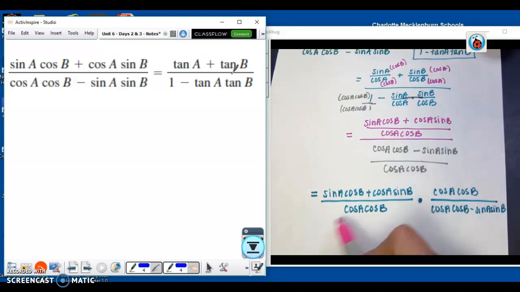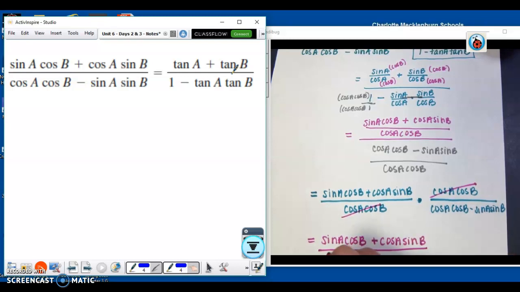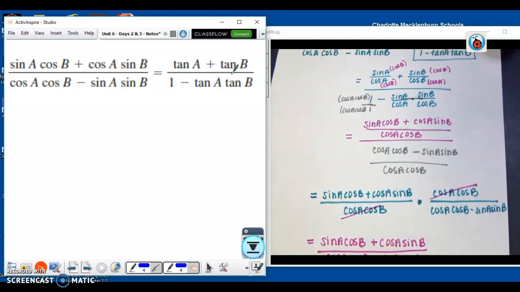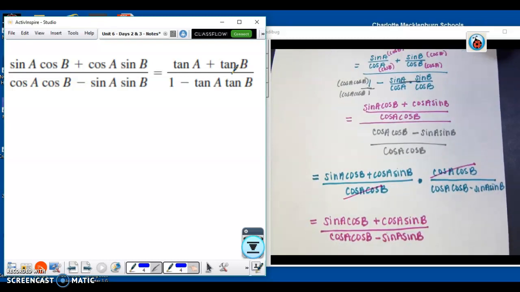Okay, so now cosine A cosine B was in the numerator and denominator, so those cancel out. So you're left with sine A cosine B plus cosine A sine B over cosine A cosine B minus sine A sine B. If you compare that over here to your left-hand side, sine A cosine B plus cosine A sine B over cosine A cosine B minus sine A sine B, we have exactly what we needed to get on that left-hand side. So that gives us the answer for that.